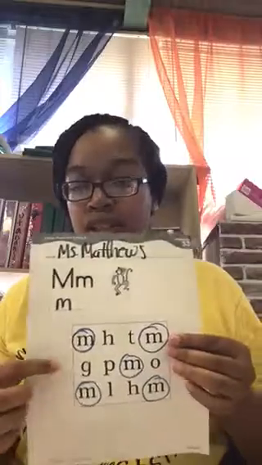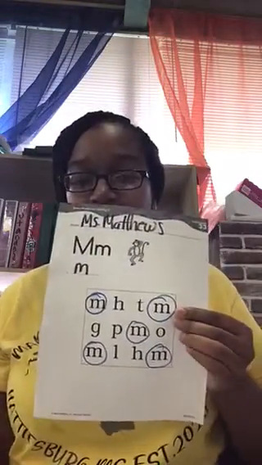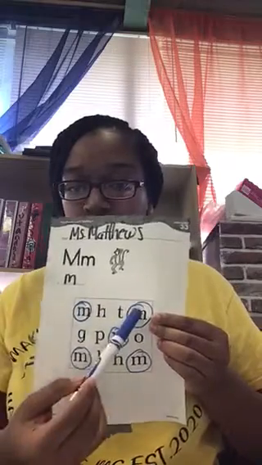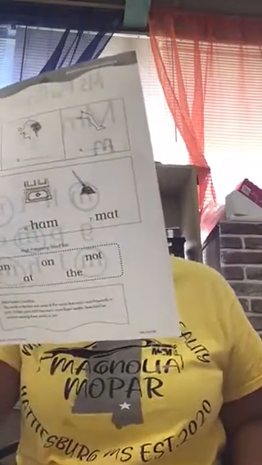All right, so let's see. Your paper should look exactly like mine. So let's count how many m's we have. 1, 2, 3, 4, 5. All right. So now, once you've done that, I want you to turn your paper over.